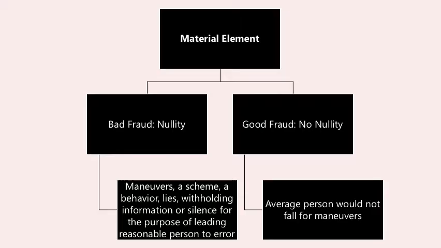In analyzing the material element, there are two different kinds of ways of looking at it. So fraud, in terms of the material element, can either be bad fraud, which results in nullity, or good fraud, which doesn't result in nullity. In terms of bad fraud, this includes maneuvers, schemes, behaviors, lies, withholding information, or silence for the purpose of leading a reasonable person to error. And this is grounds for nullity. If you're intentionally deceiving a reasonable person and a reasonable person would be deceived. Good fraud, which doesn't result in nullity, occurs when it's fraud that an average person would not fall for.